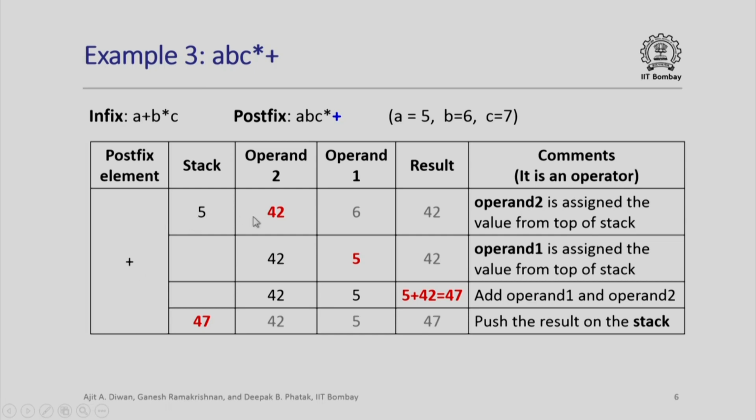The 42 value is pushed on operand 2 as before. The operand 1 contains an old value which is not to be used obviously, but in the next operation we take the second operand from the stack and put it in operand 1. Now we have operand 1 and operand 2 as 42 and 5. The result currently contains an old value, but when we perform the plus operation, this will be replaced by 47. This is the result of performing the operation plus.